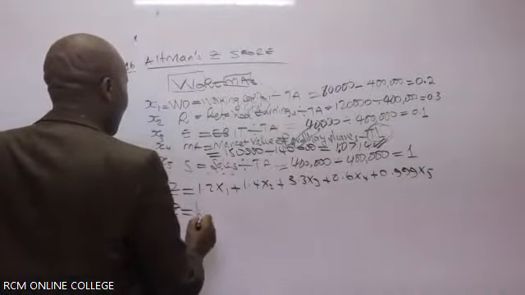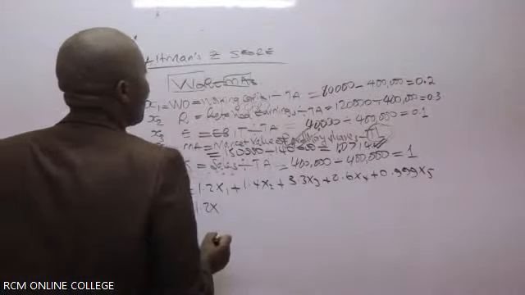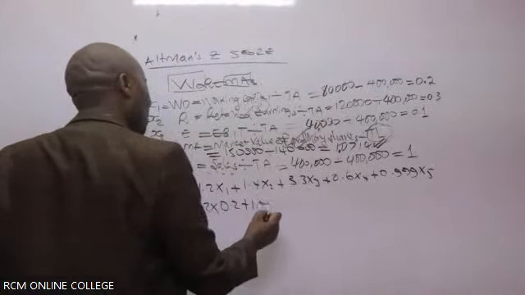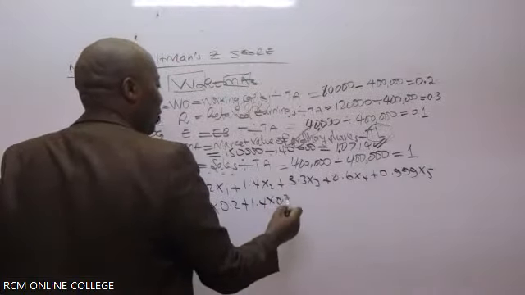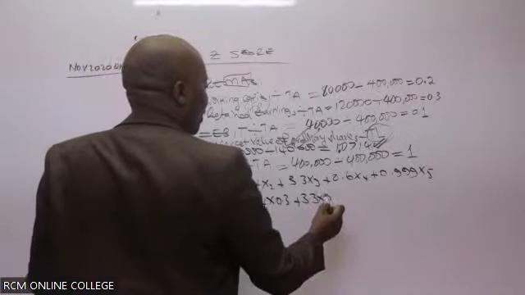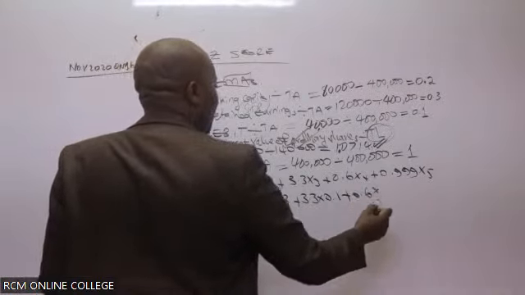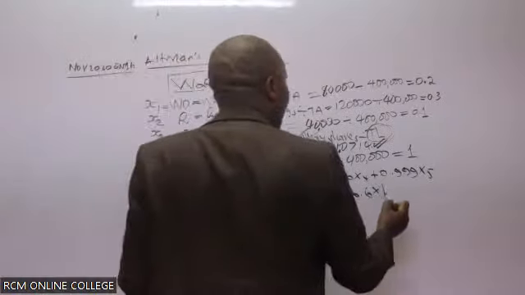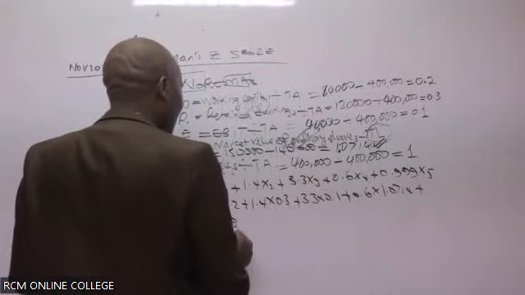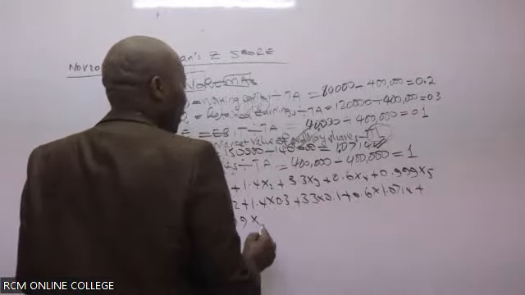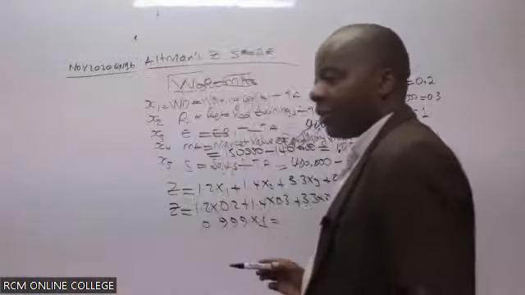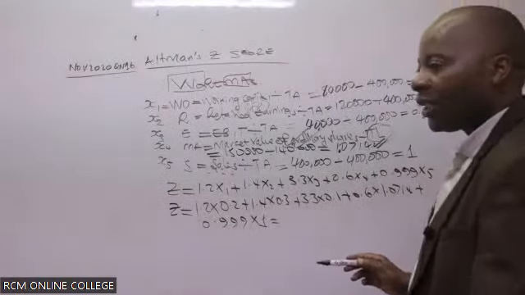So Z will be equal to 1.2x1, and x1, ladies and gentlemen, is 0.2, plus 1.4 times x2, which is 0.3, plus 3.3x3, where x3 is 0.1, plus 0.6x4, where x4 is 1.0714, plus 0.999 times x5, which is 1. Is there somebody who is able now to punch all these figures in their calculator and give us the value of Z?